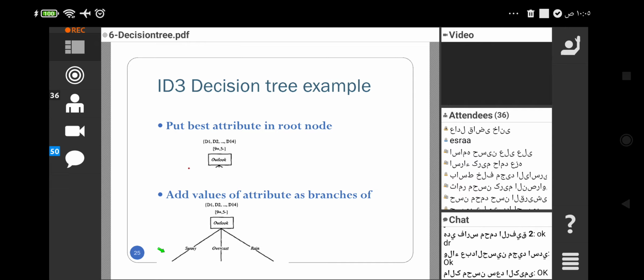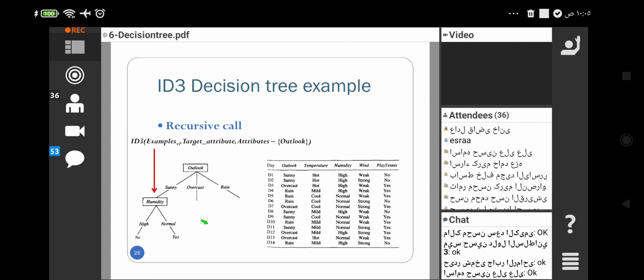Okay, so we added the branches of the node outlook. The node outlook has three branches because it has three values: sunny, overcast, and rain. So we come to this situation. We have a node here and we have three branches. Then we come here. We want to grow the tree at this point. At this point, outlook is equal to sunny.